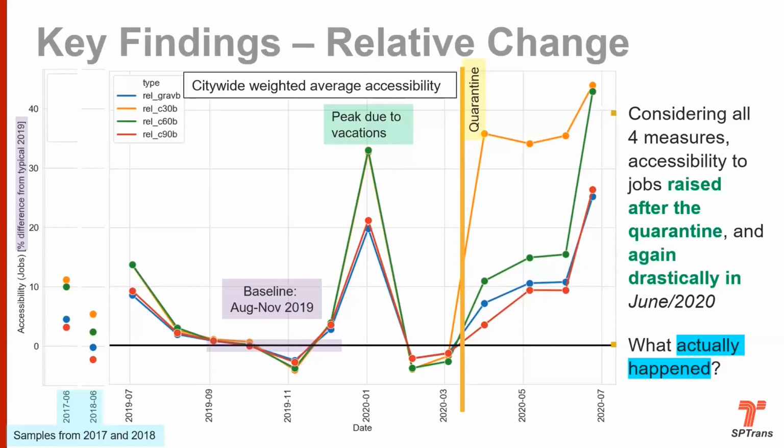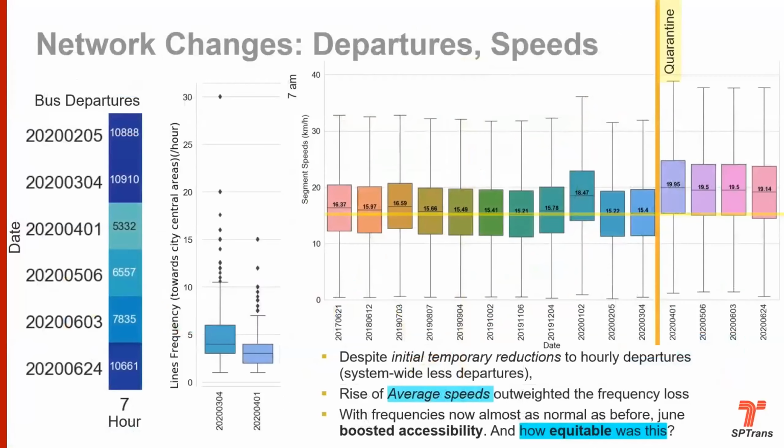So what actually happened and what is causing this? We can see that while during the pandemic we had an initial temporary reduction of bus departures and frequencies, there was a significant gain regarding speeds. As frequencies went back to almost normal in June, the last period analyzed boosted in accessibility.